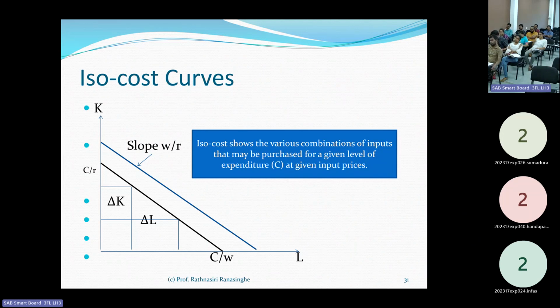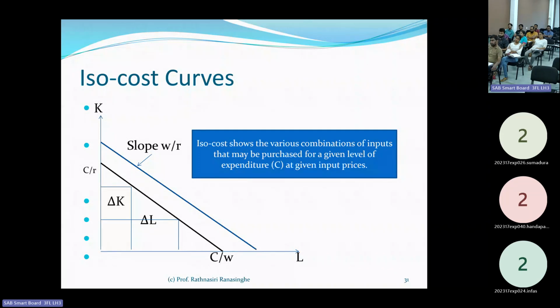We have another way. That in turn equals W/R. So that is the slope of the isocost. Now, something here is shifting the isocost.